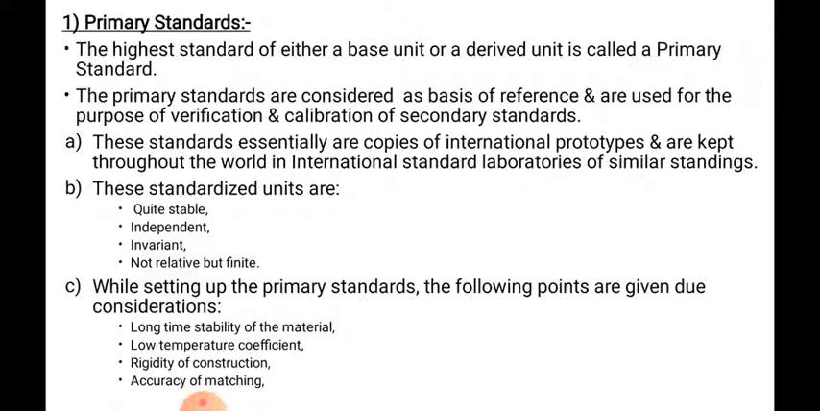The primary standards are considered as the basis of reference and are used for the purpose of verification and calibration of the secondary standard. Whatever primary standards are available, they are used for reference and for the verification and calibration of the secondary standard. Means whatever secondary standards are used for measurement purposes, those secondary standards are calibrated with the help of the primary standard. The basic use of the primary standards is just for verification and calibration.